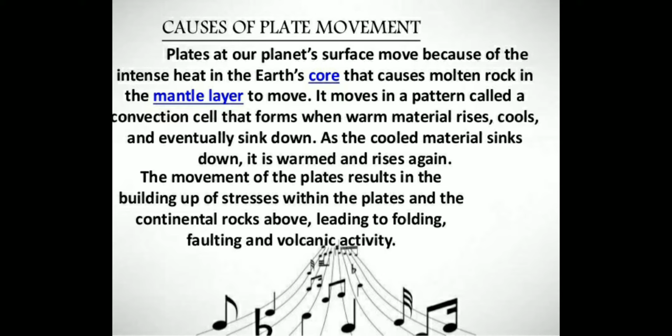So because of intense heat in the earth's core, that causes molten rock, melted to molten, that causes molten rock in the mantle layer to move. You must have observed in the previous class, you came to know about the mantle. It moves in a pattern called a convection cell that forms when the warm material rises, cools and eventually sinks down. It rises, so the plates, they cannot rise, so they move.